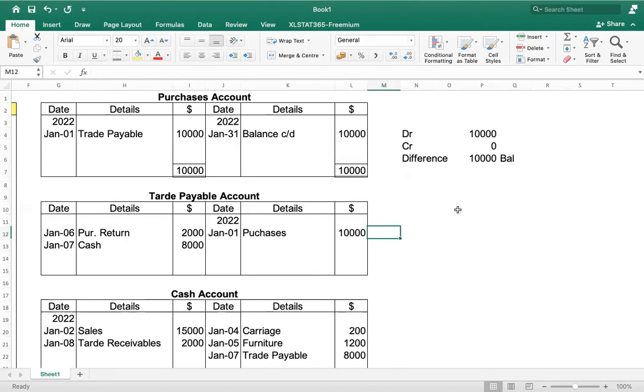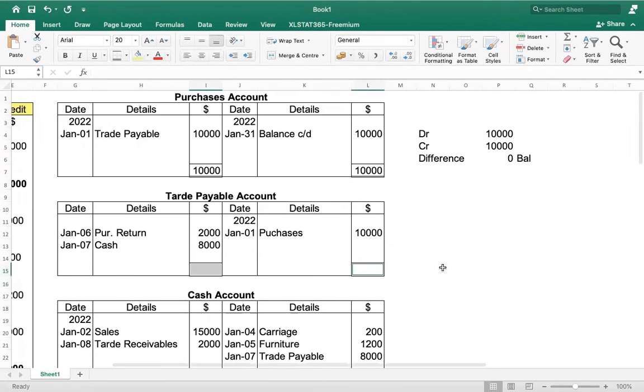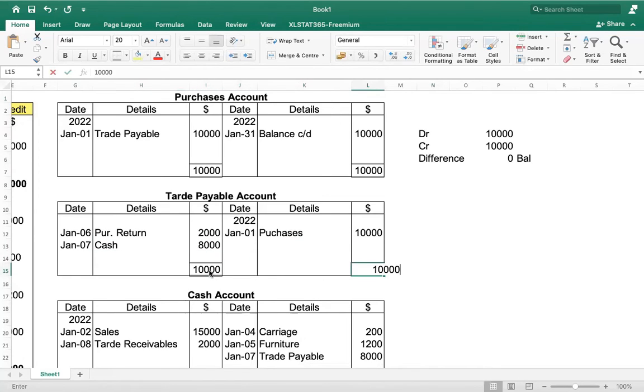Now next account is which one? Trade payable. So debit side, what is the total? Debit side 10,000. Credit side 10,000. Balance is 0, right? So here we need not write the balance, we will just put the total. Draw two lines like this, after leaving some space. This side total you write on the debit side, credit side total you write on the credit side. There is no balance, right?